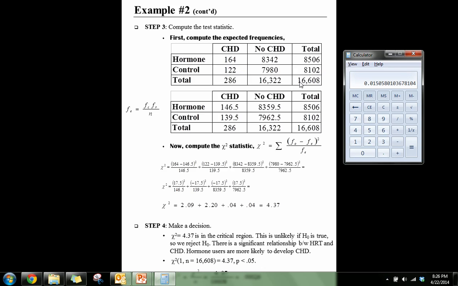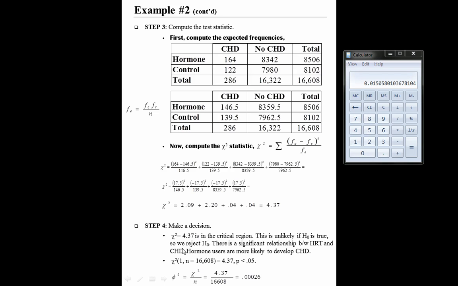So when we have really large sample sizes, we have lots and lots of statistical power. And when we have lots of power, if there are differences, any differences, they're going to be statistically significant. So hormone use does indeed increase the likelihood of heart disease, but the increase is very, very small. So let's go ahead and write up our results.